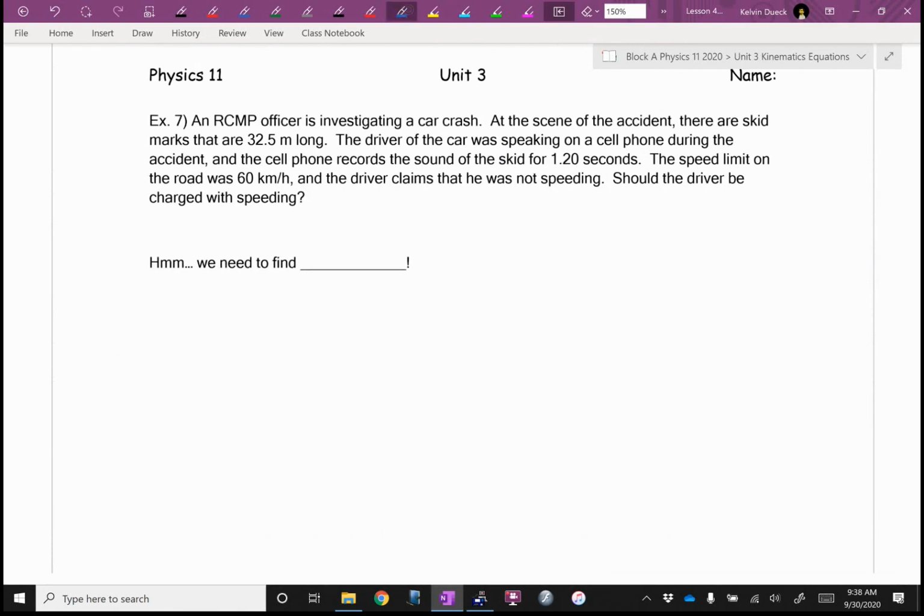Another place you can use this is in accident investigation. So if any of you are thinking about going into the RCMP, an officer is investigating a car crash. Oh, I like this question.